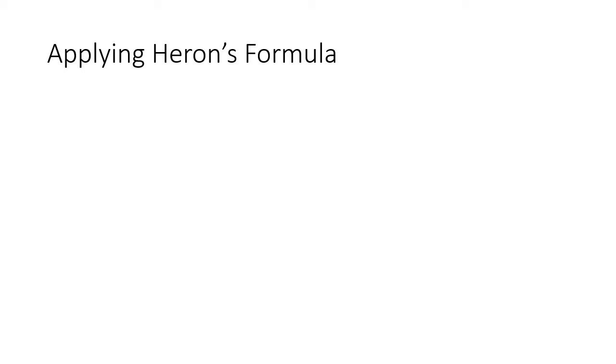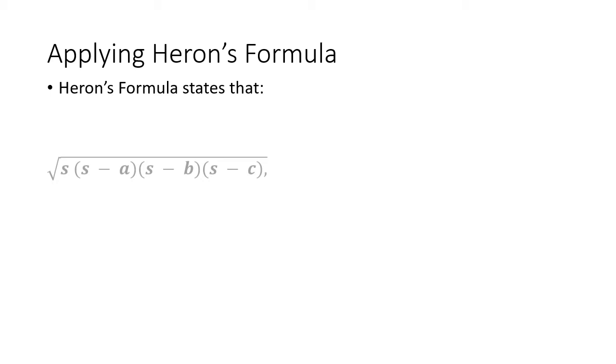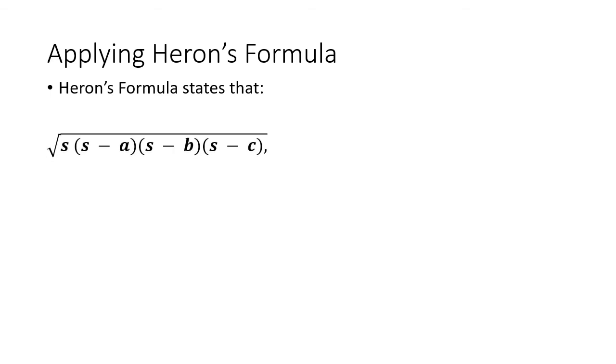So let's take a closer look at Heron's formula. Heron's formula states that we have the square root of this magical number S times the difference between S and A, S and B, and S and C. This magical number can be found by taking half of A plus B plus C.